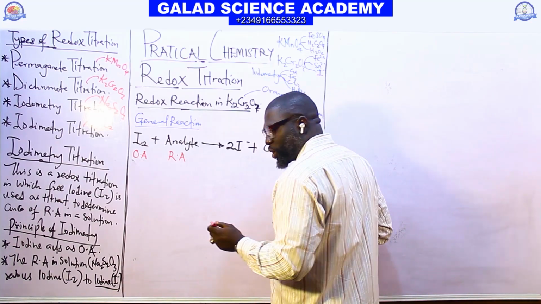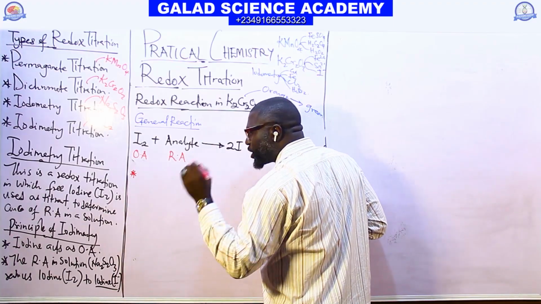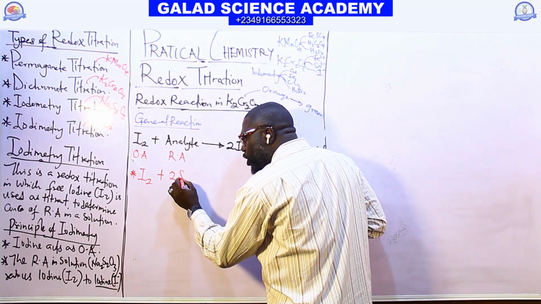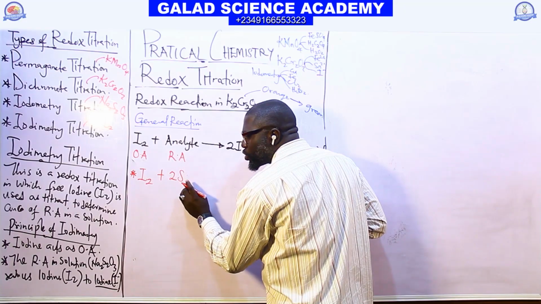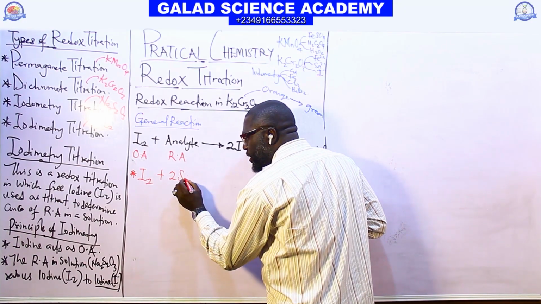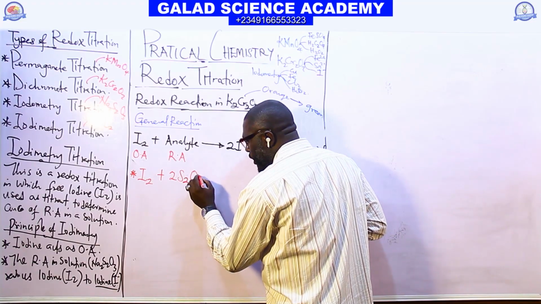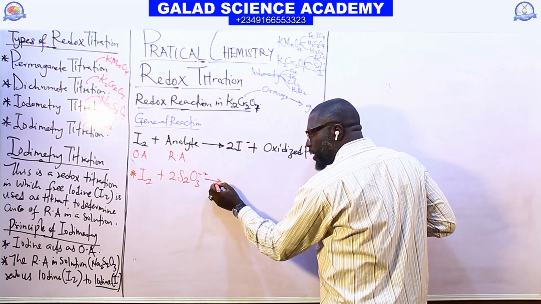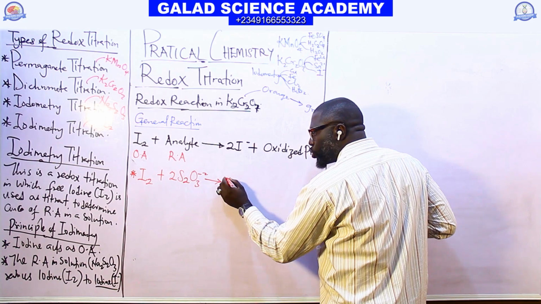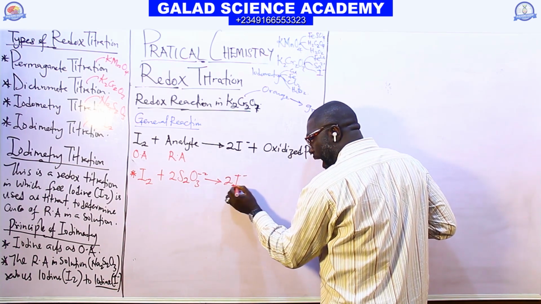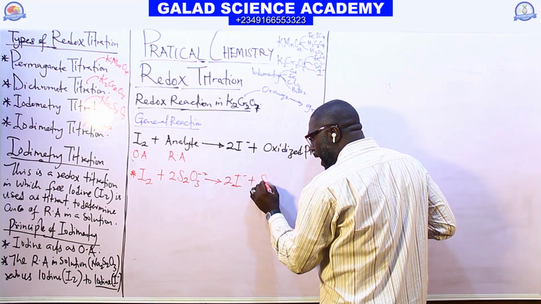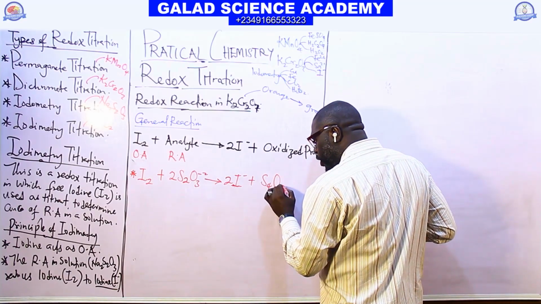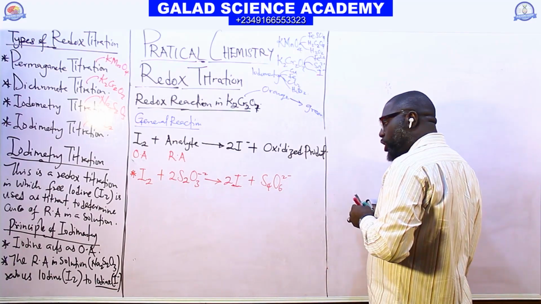Let's take this as a case study. If we have a reaction of iodine (I2) with 2 molecules of sodium thiosulfate, which is S2O3 2 minus, it will now give us 2 hydrogen iodide plus S4O6 2 minus.